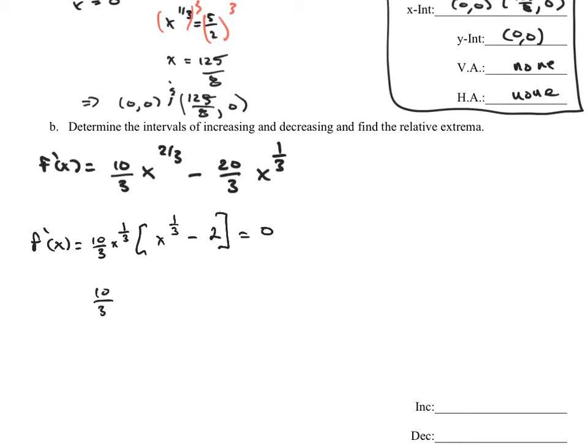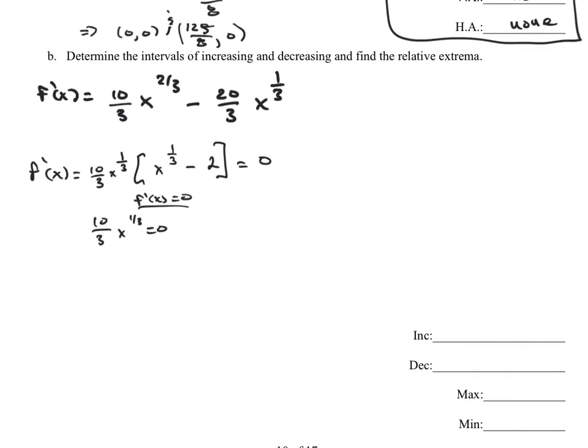I need to set the derivative equal to 0. This is never undefined, so we don't need to worry about that. So 10/3 x to the 1/3 would equal 0. Multiply both sides by 3/10, so I'd have x to the 1/3 equals 0. Cube both sides and I'd get x equals 0. So at x equals 0, I have a critical value.